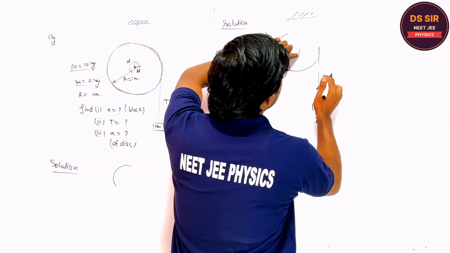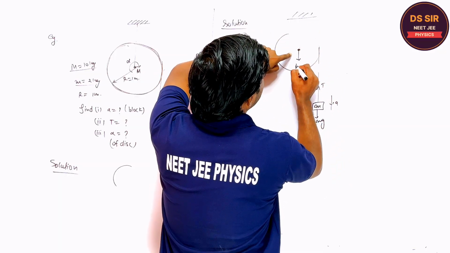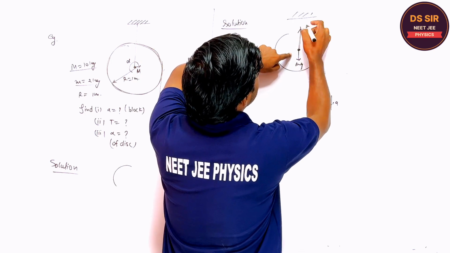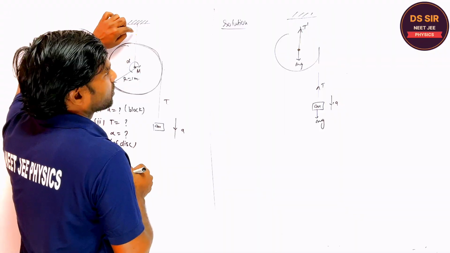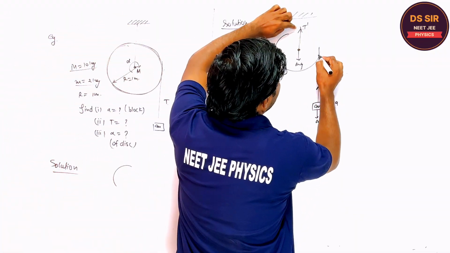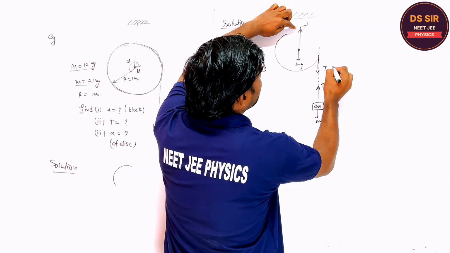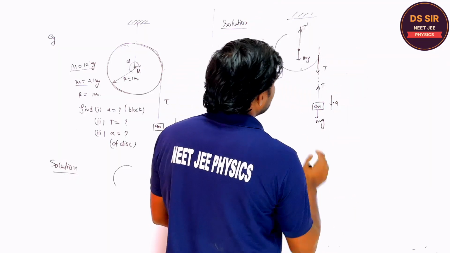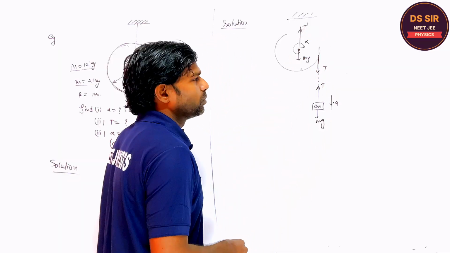If you consider the disk, the capital Mg acts here, and some normal reaction or tension T dash you can assume, if it is hanging from this rod. The tension T will be acting in this way. Are you getting it or not? This is the mg. So it will perform translation motion and it will perform angular rotation motion.